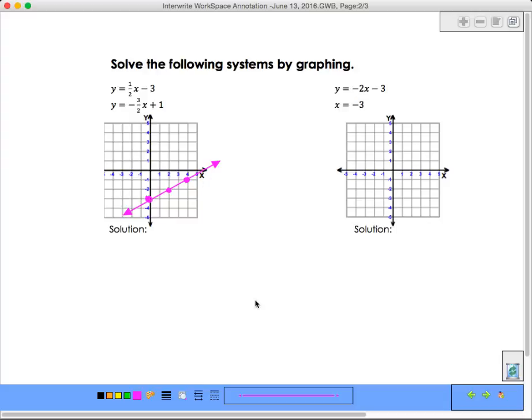See if I can, there we go. So there's our first line. We connected the points, put arrows on the ends because lines go on forever. There's our first line. So now let's look at the second line.